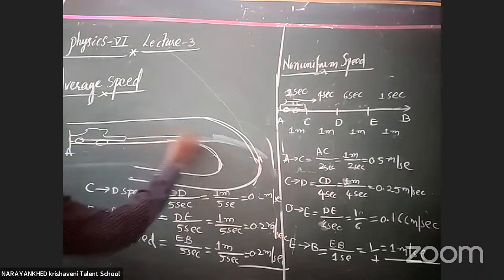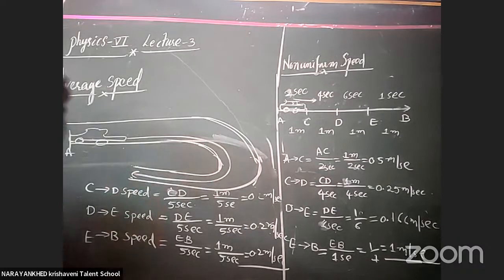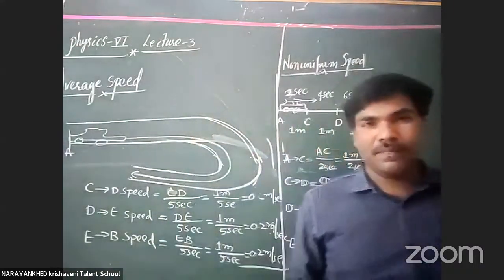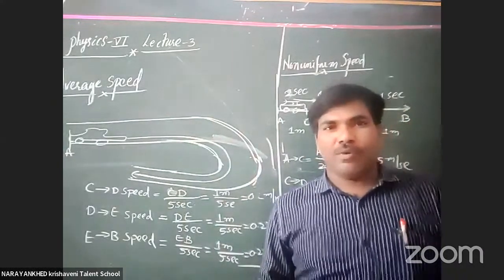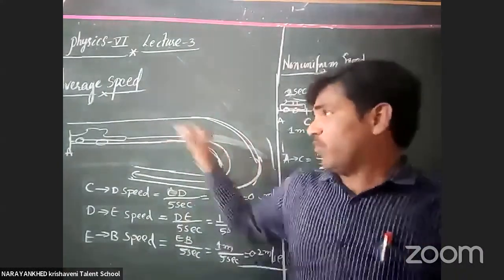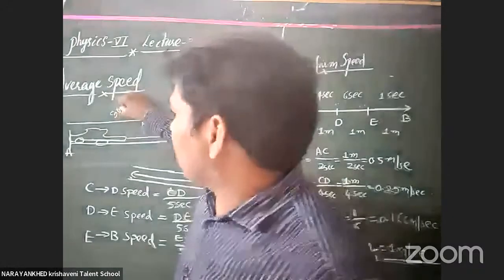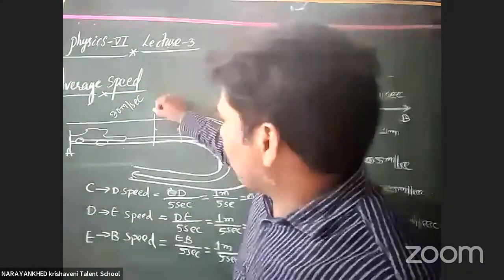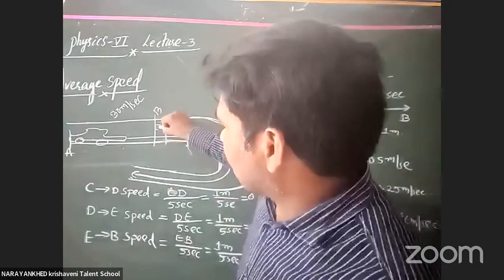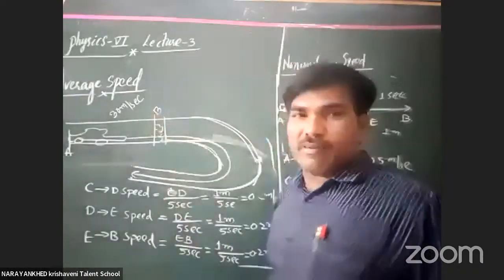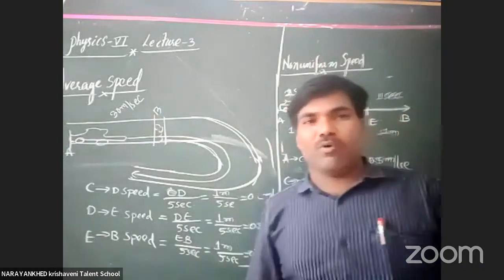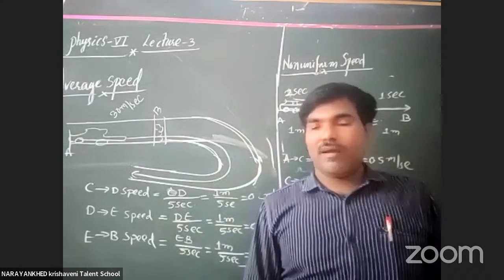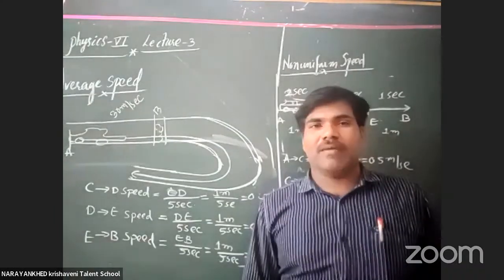Is it possible to move with the same speed every time along this particular path? No, why? Because the curves are there. Suppose it travels here at 30 meters per second. At point B, some speed breakers are there. Will it move at the same 30 meters per second here also? No. They applied the brake. Clear or not? They applied the brake here.